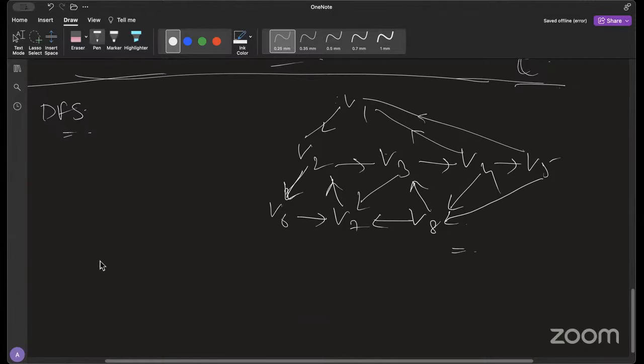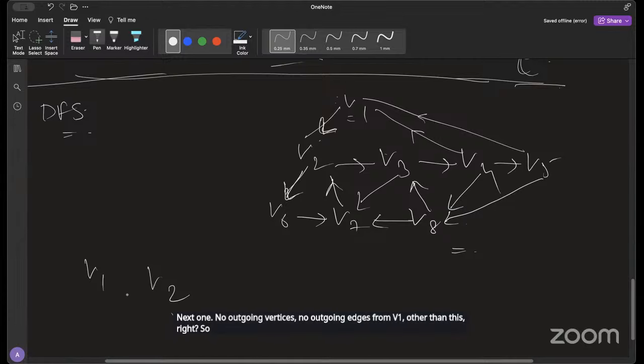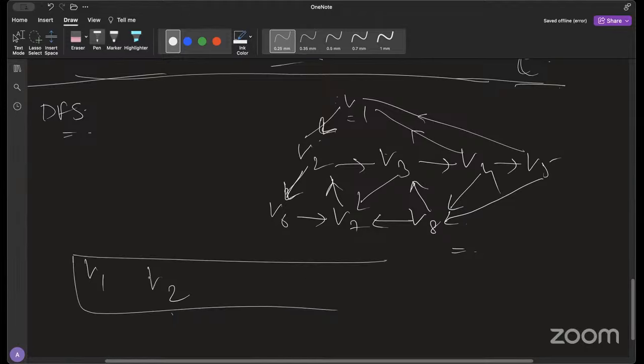Let's start our DFS search. Let's start from V1 only. If you start with V1, the next step you should take is V2, right? Because that's the only next one, no outgoing edges from V1 other than this. So V2 next. Then after V2, it's V6, because we're doing DFS. So after V2, you should take V6, and then after V6, you should take V7.